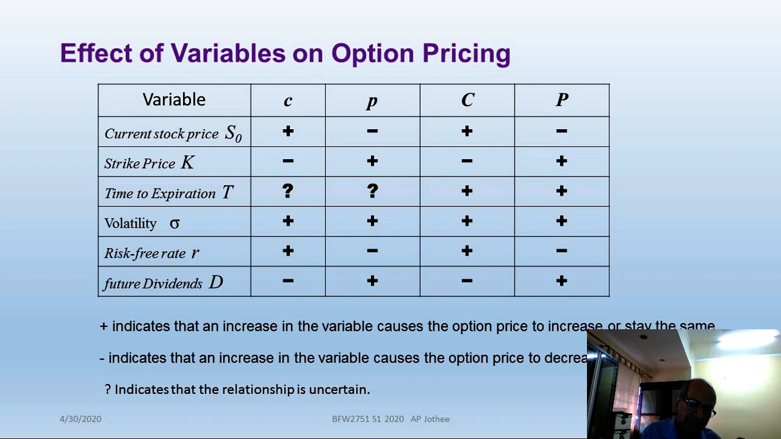Future dividend. See, for a European option, during the lifetime of the option, if a dividend is declared, you will know the value of the stock will fall at the post dividend time. Let's say a dividend is paid somewhere in the second month of a 3 month option. So the stock value will fall. If the stock value falls, then the option premium will have a negative effect.